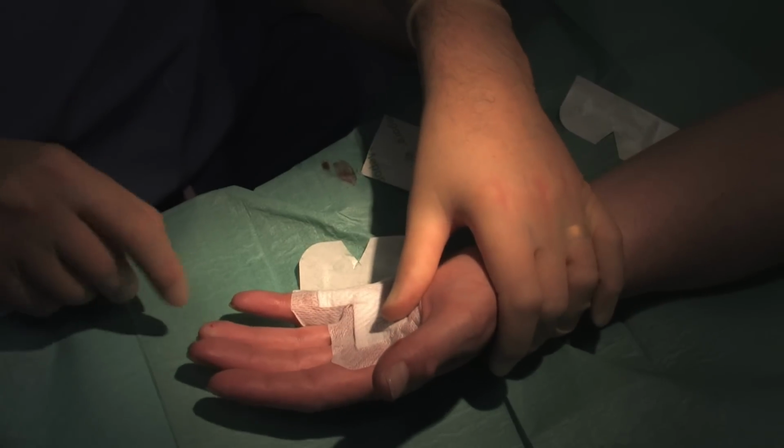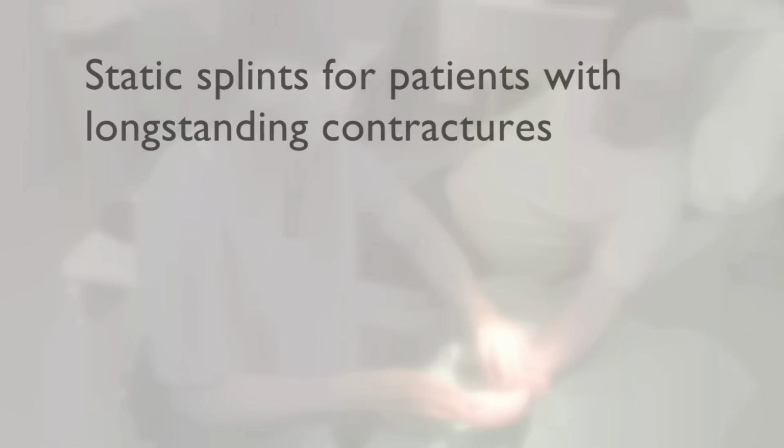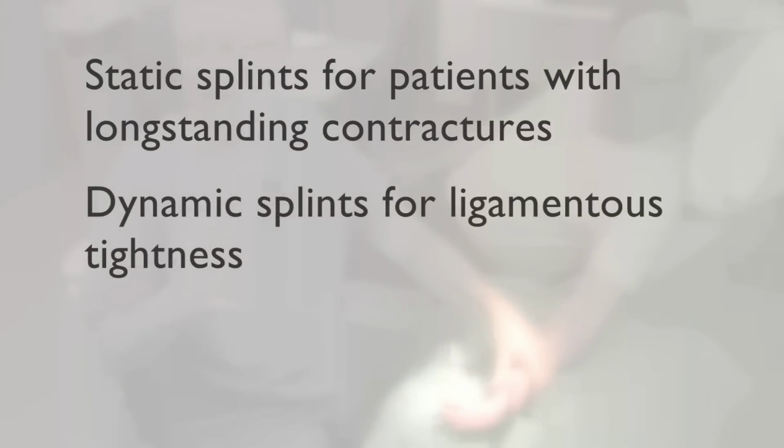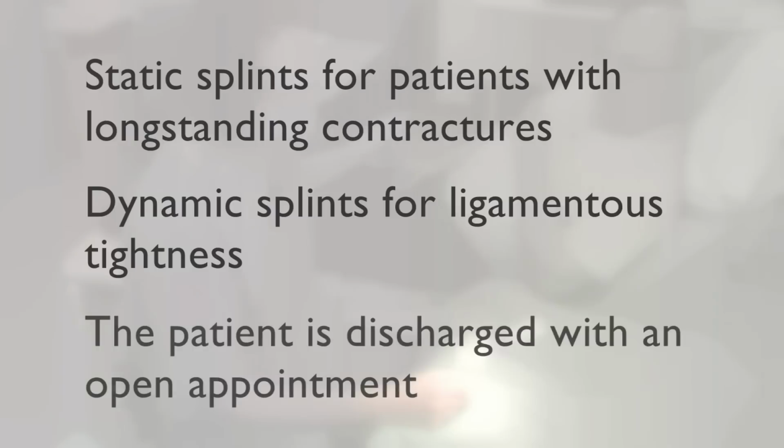A night splint may be used depending on surgeon preference. We generally use static splints for those patients with long-standing contractures and skin tightness. We use dynamic splints for those patients who have incomplete release and a soft endpoint to the contracture, suggesting ligamentous tightness, and it is fitted on the day of surgery and worn for 3 to 6 months. The patient is discharged with an open appointment and advised to return as and when further contractures develop.